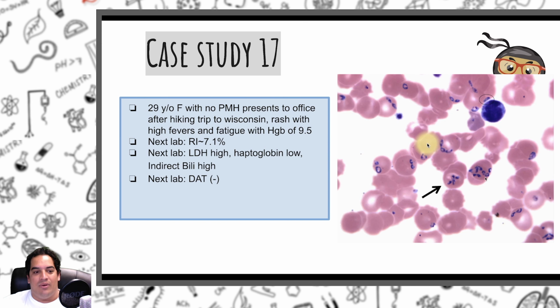History. What do I got? High fevers. I got fatigue. I got a rash. And I got a trip to Wisconsin where there's potentially ticks. What do I got to do? Get a peripheral blood smear. Look for a Maltese cross. Look at that Maltese cross. What's that pathognomonic for? Babesiosis.